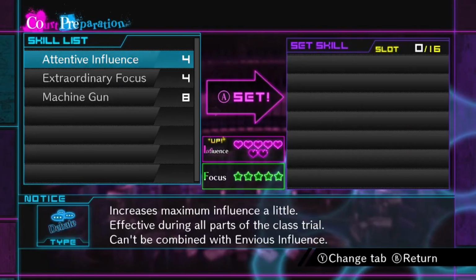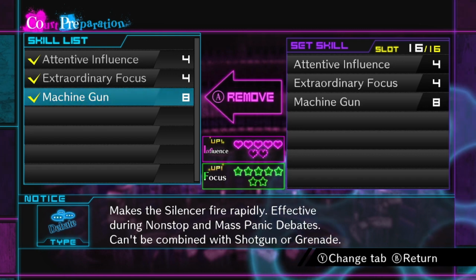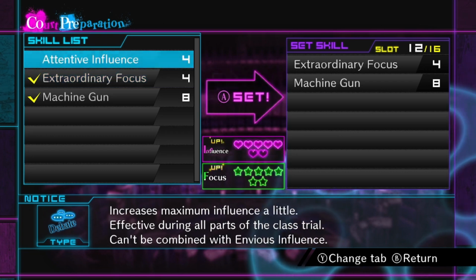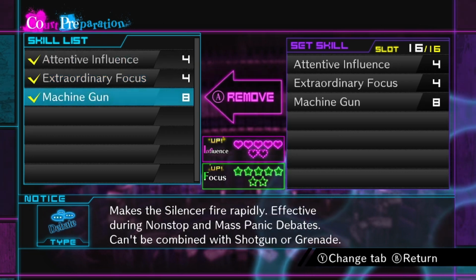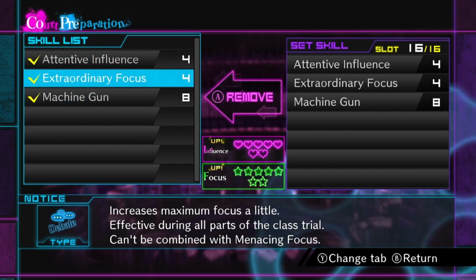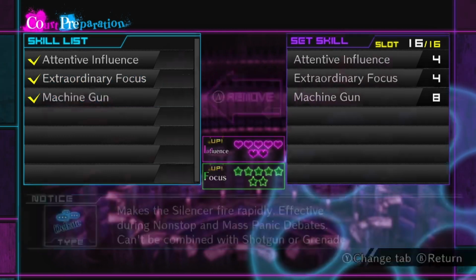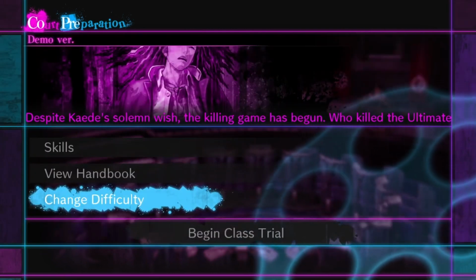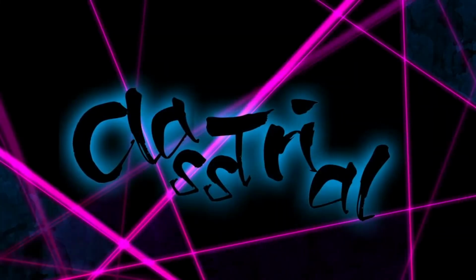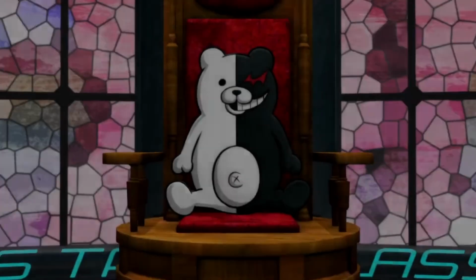Okay. Skills. Just said all of them. We have enough for all of them. What do they do? Increases maximum influence a little. Increases maximum focus a little. Makes the silencer fire rapidly. Alright, cool. Got it. Difficulty, we can't change. Okay, cool. Let's just start then. Let's get to it. I like it. Me likey. Me likey new stuff.